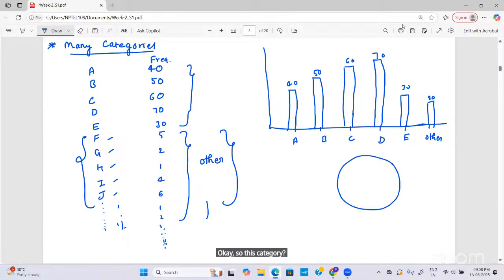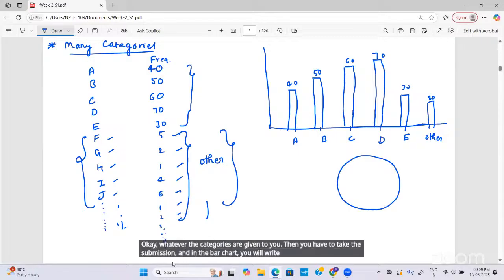In this category, what I have done here, I have taken the bar, okay, I have not written the exact number. You have to add all these, whatever the categories are given to you. Then you have to take the summation, and in the bar chart, you will write the sum of all the categories, which are there in the category.